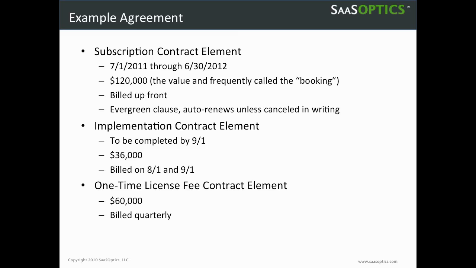Element two is an implementation element. It's the implementation contract element, to be completed by 9/1. In this case, just assume that it's some training.